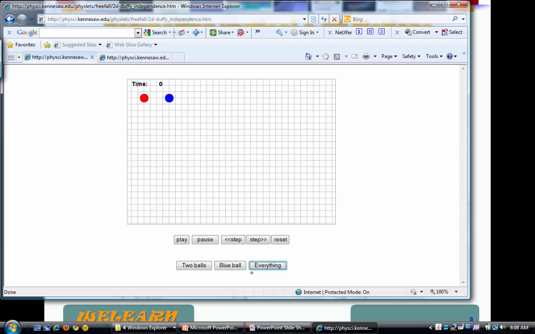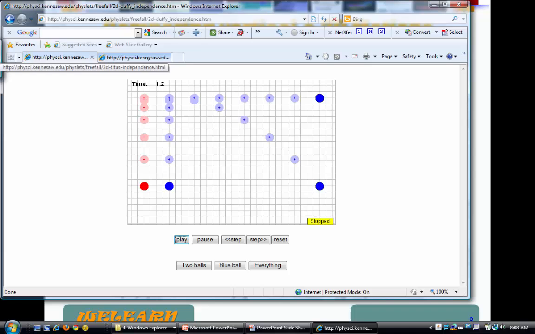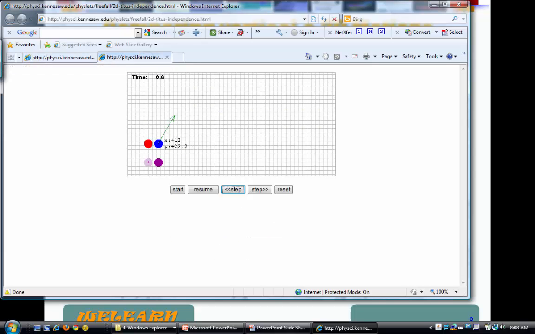Now, if we look at everything together, you notice here, the vertical displacement of the blue ball is identical to the vertical displacement of the red ball. Essentially, re-emphasizing that the vertical motion and the horizontal motion behave independently. Now, we explore this a different way.